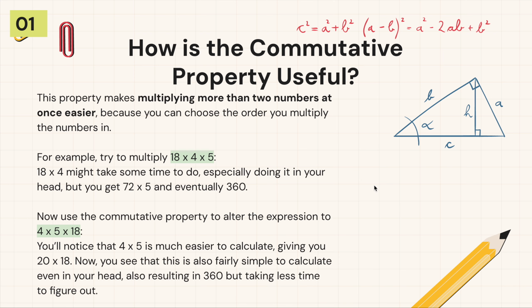Okay, now this is another example using the commutative property to alter the expression. You can use the commutative property to alter the expression to be 4 times 5 times 18 instead of 18 times 4 times 5, because now when you multiply them, you can see it becomes 20 times 18.